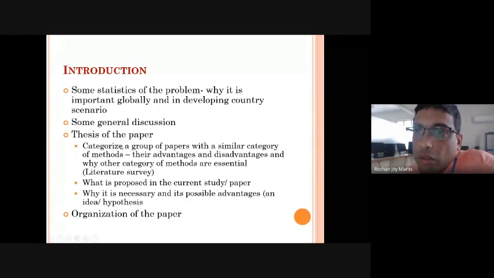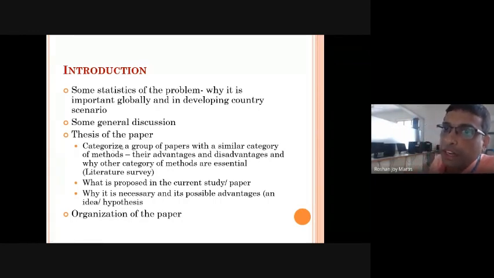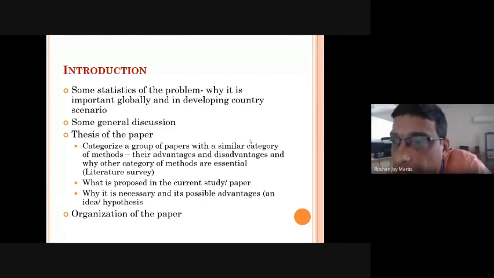So first, literature survey. Categorize a group of papers with similar categories of methods. When you do a literature survey, maybe your problem may be one. In that case, you will have only a single flow. Sometimes in your literature survey, there may be 2-3 aspects. So separate the aspects, and in each aspect, write the literature in chronological order.